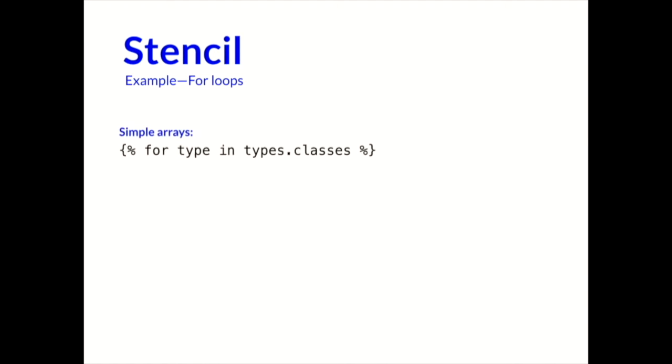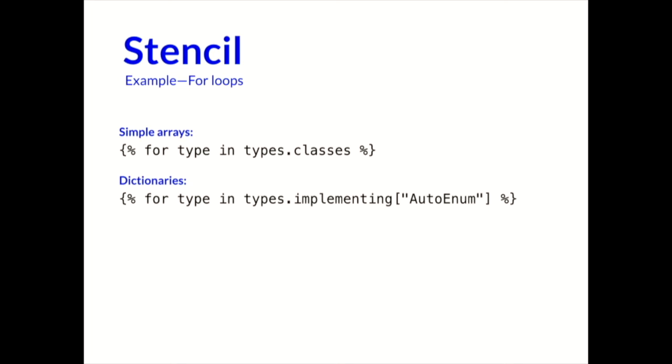Let's look at some for loops. Simple for loop for type. This should be recognizable. For type in types.classes. So you can imagine we have this global variable types, and it has a field on it called classes, which is an array. We're enumerating that array here. We have dictionary subscripting. So you can see that types has this field called implementing, which returns a dictionary, and we can subscript that with this string, and that will return an array in which we can iterate.